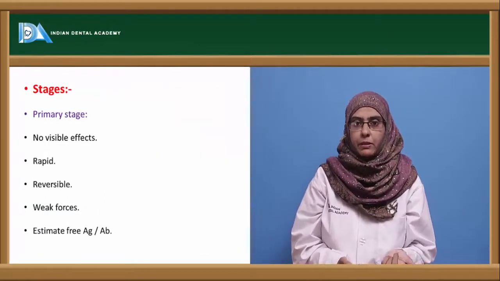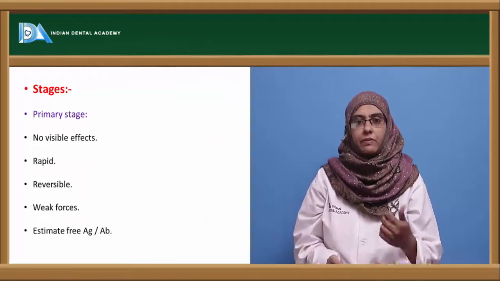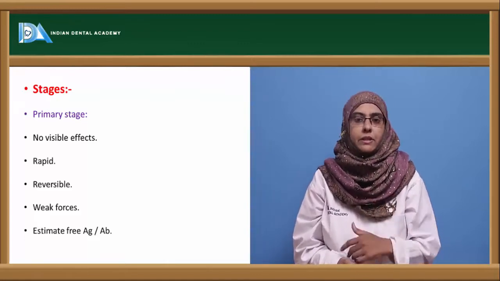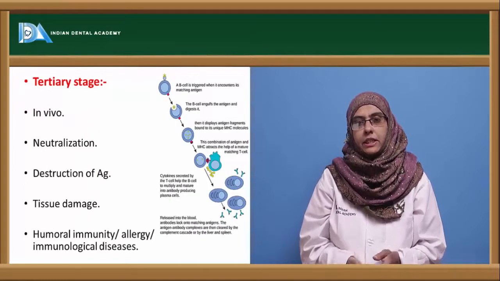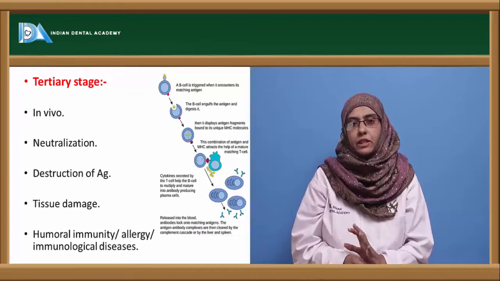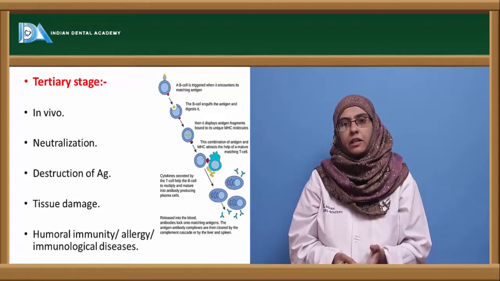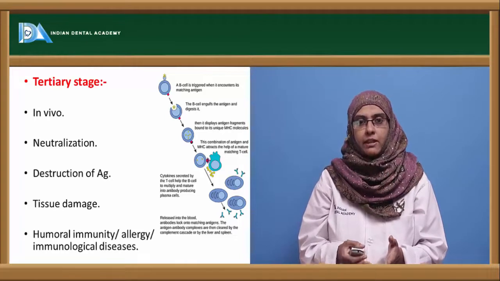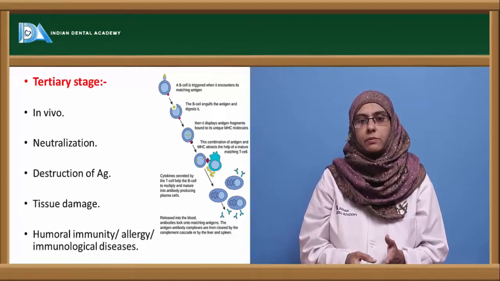Primary can also be demonstrated where we can estimate the free antigen or the antibody when we are conjugating with certain markers such as radioactively labeled substances, enzymes, fluorescent dyes, etc. But the tertiary stage only takes place in vivo, that is inside the host, where the organism can be eliminated via the neutralization process related to the virus infection or the infection that is caused by the toxins.